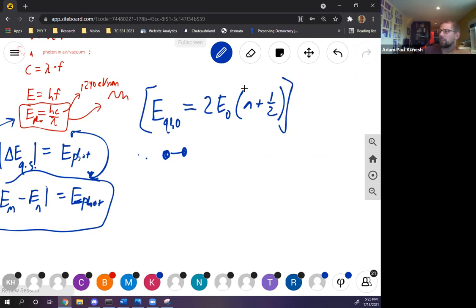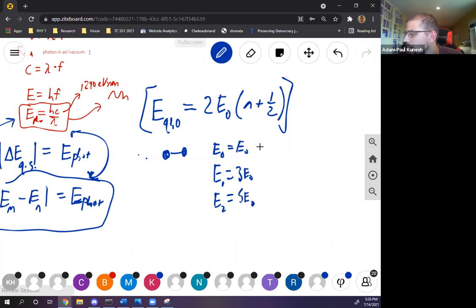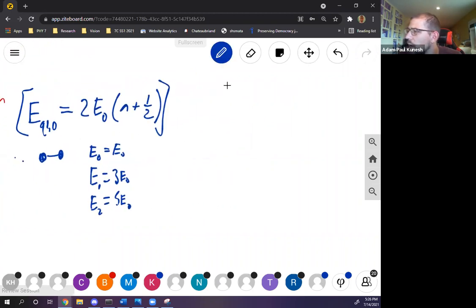Now what does this tell me? First of all, notice that if I pick n equals 0, I just get that E0 is equal to E0. So I set some baseline energy, E0, and from that I can determine the next couple of energies. The next energy would be 2 times E0 times 1 plus a half. That's 3 E0. E2 is 2 times 2.5, that's 5 E0, and so on. So this is the harmonic oscillator.